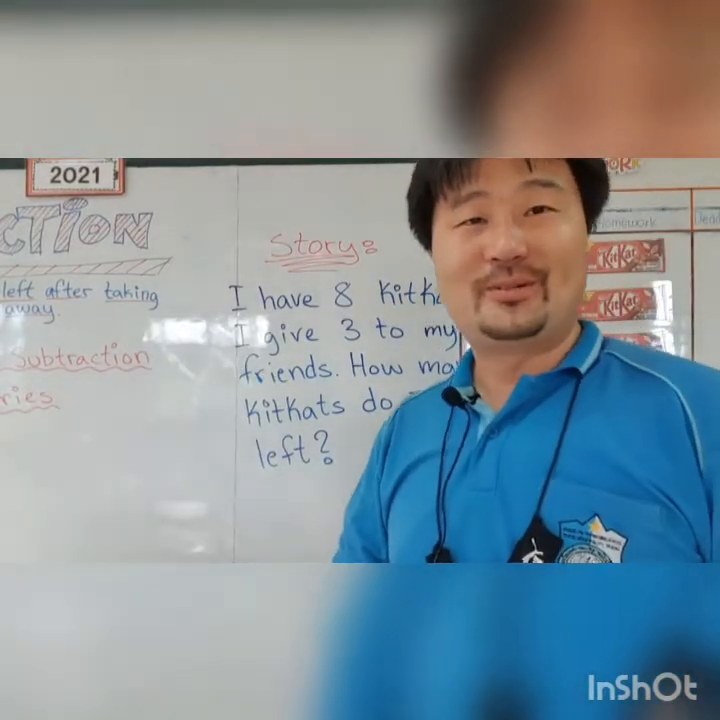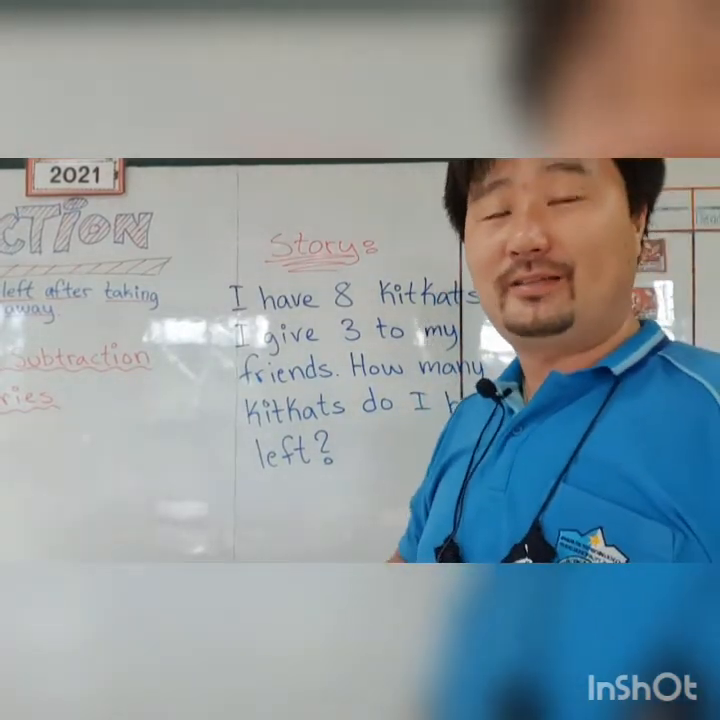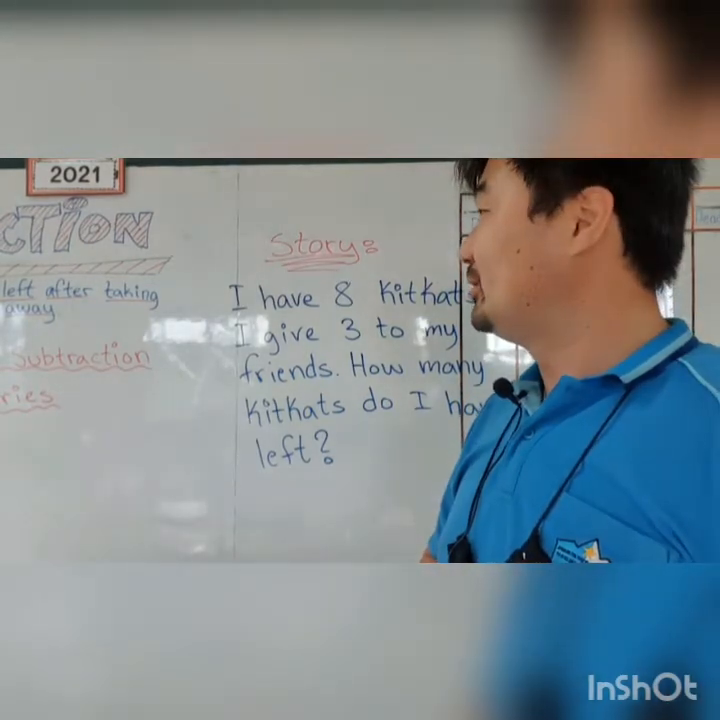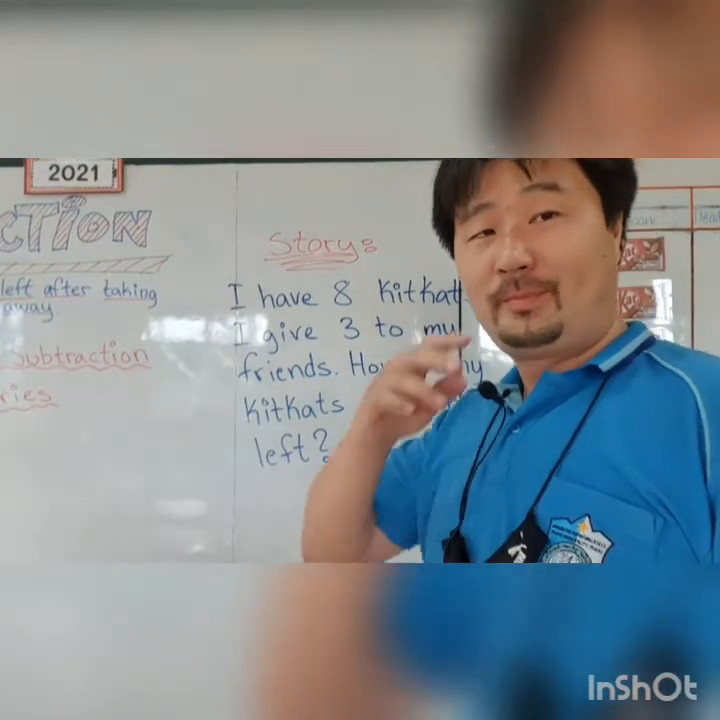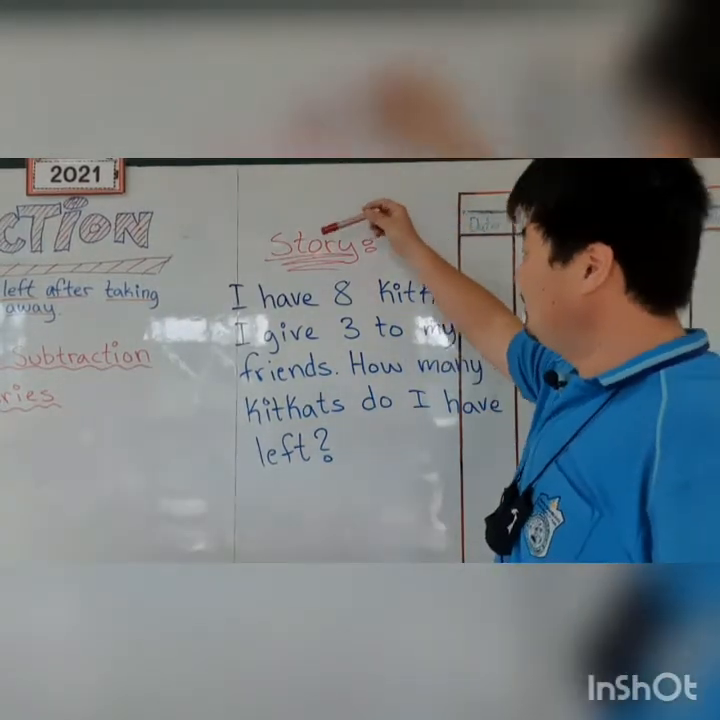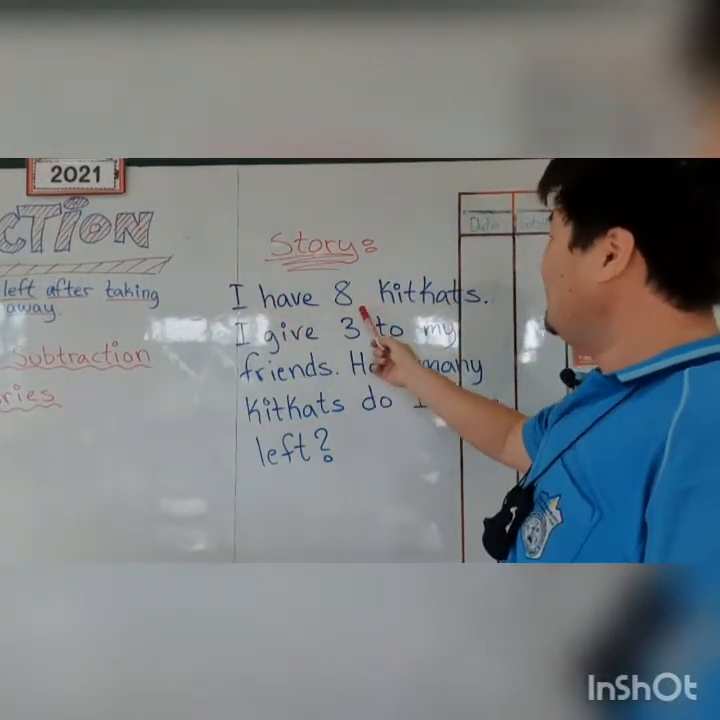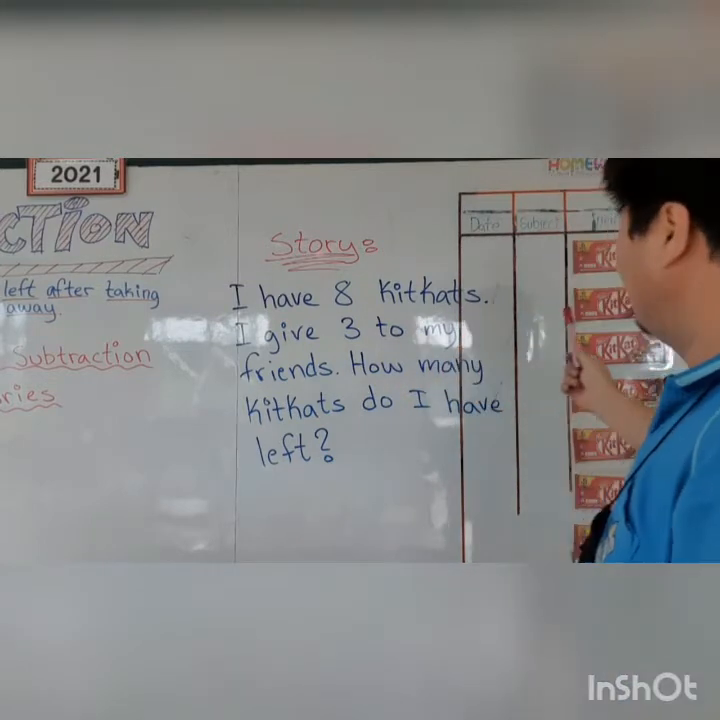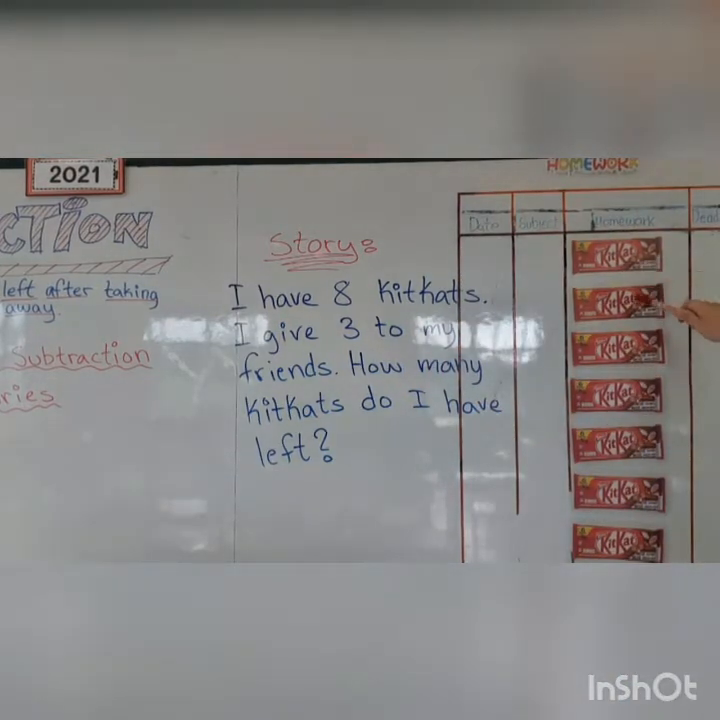Okay, hello again, students. So I have now deleted the old story and written a new story. So let's read this story. I have 8 Kit Kats. You can see here on the right. 1, 2, 3, 4, 5, 6, 7, 8. Can you see all the 8?